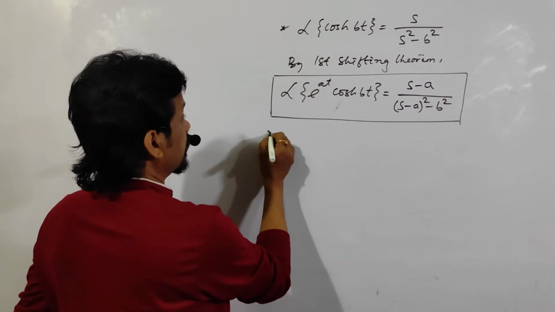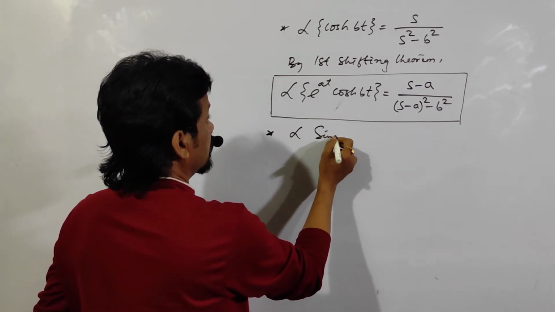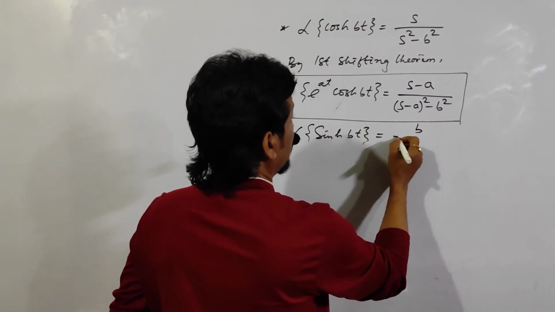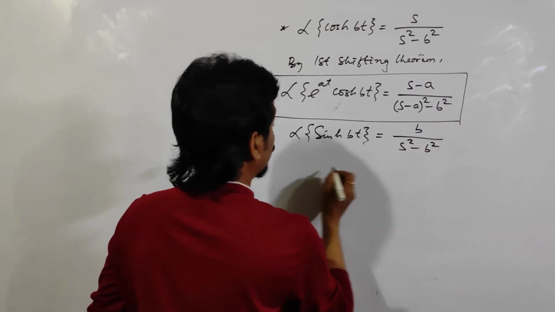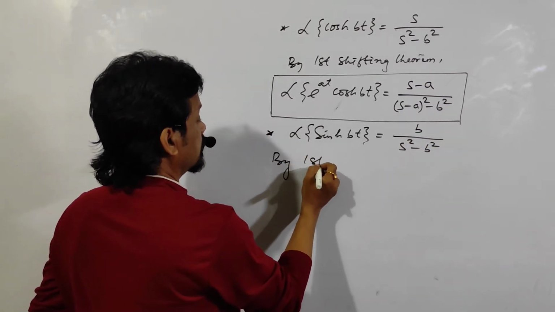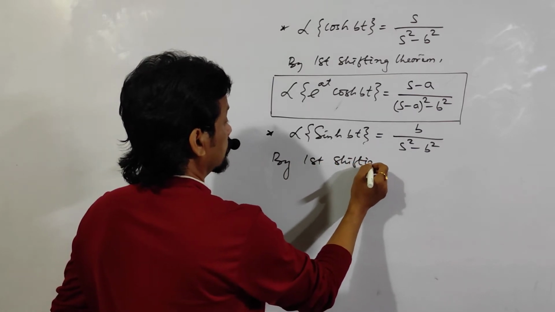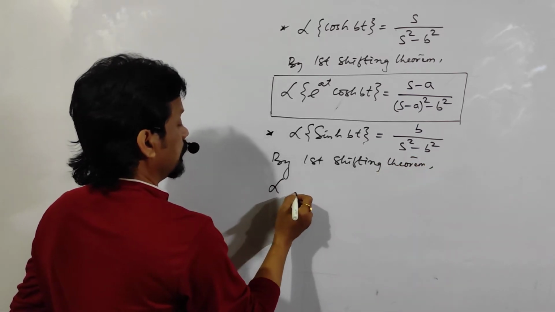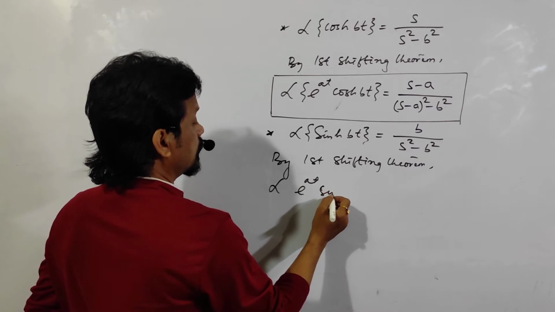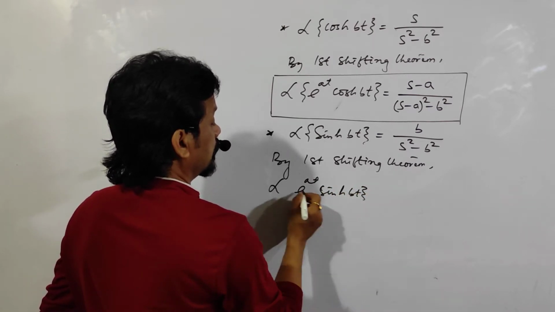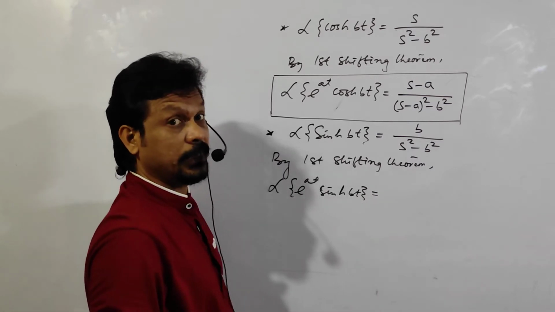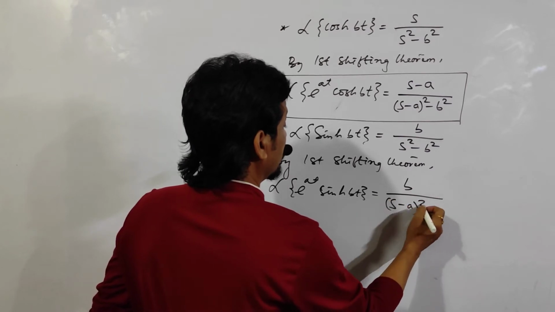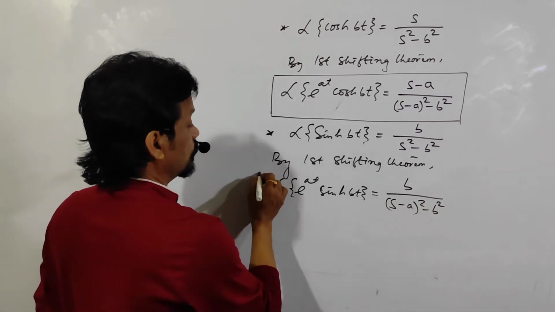Okay. Now, the second formula, Laplace of sinh bt. Your formula is b by s square minus b square. Now, by first shifting theorem, Laplace of e to the power at into sinh bt. As I have told you, in place of s, you should write s minus a. So b by (s minus a) whole square minus b square. So this is your second formula.